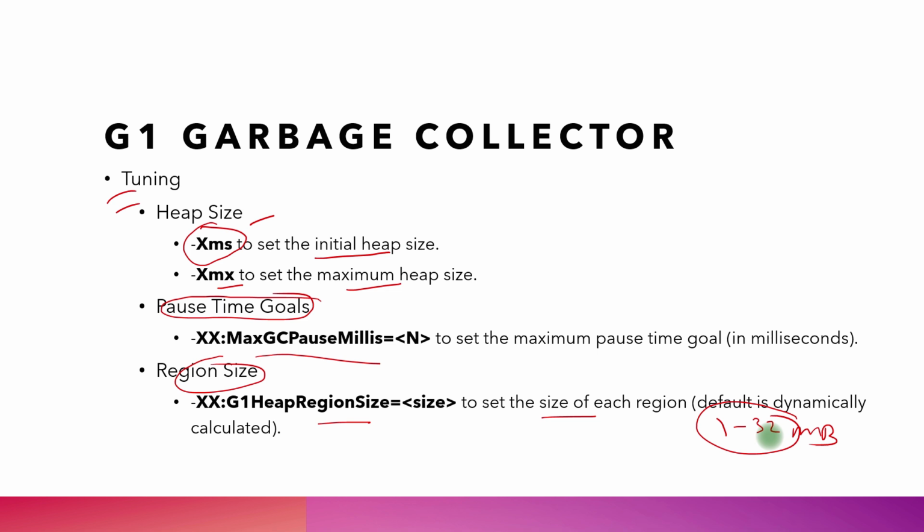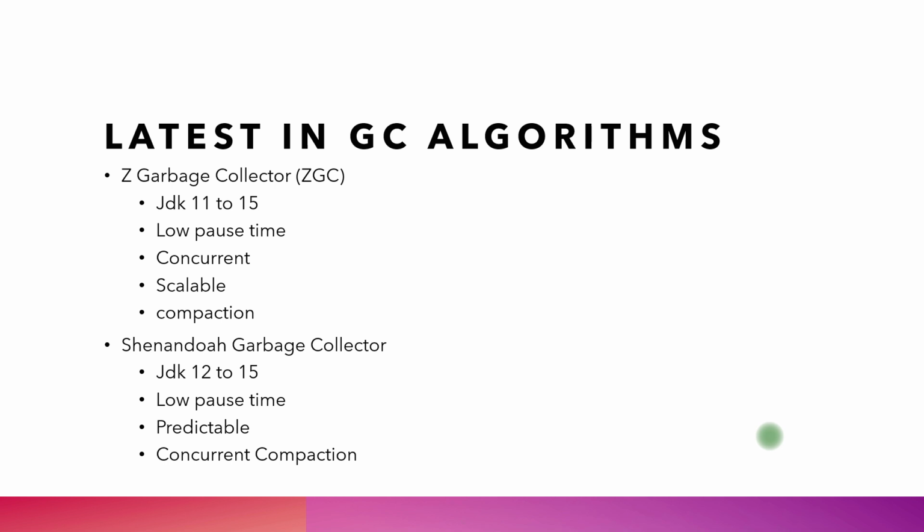Let's move to the next one, that is what are the latest. So we have multiple versions of Java, and there are frequent releases around it also. So we have to understand what is new in the garbage collection that is coming in. The first in there is the Z garbage collector. It was added as an experiment in 11 and became production ready in JDK 15. It has a key feature of low pause time. It works concurrently with the application threads. It is very scalable, and compaction works great in this one.